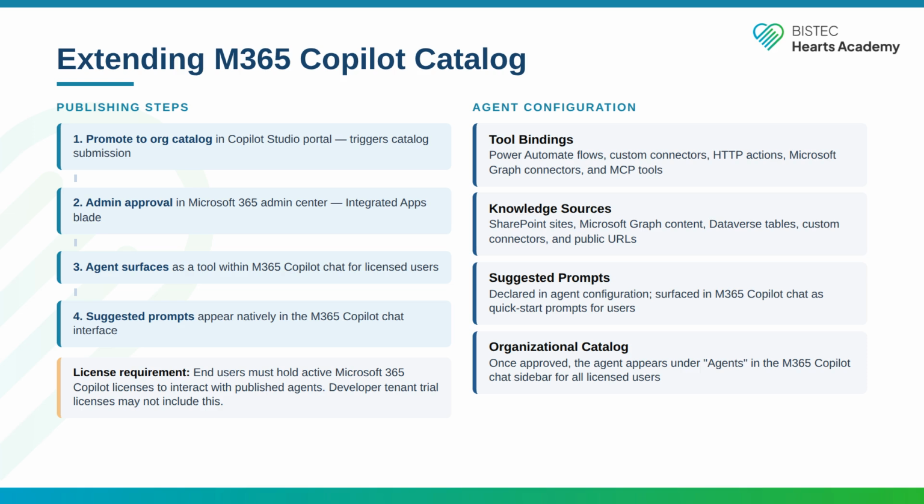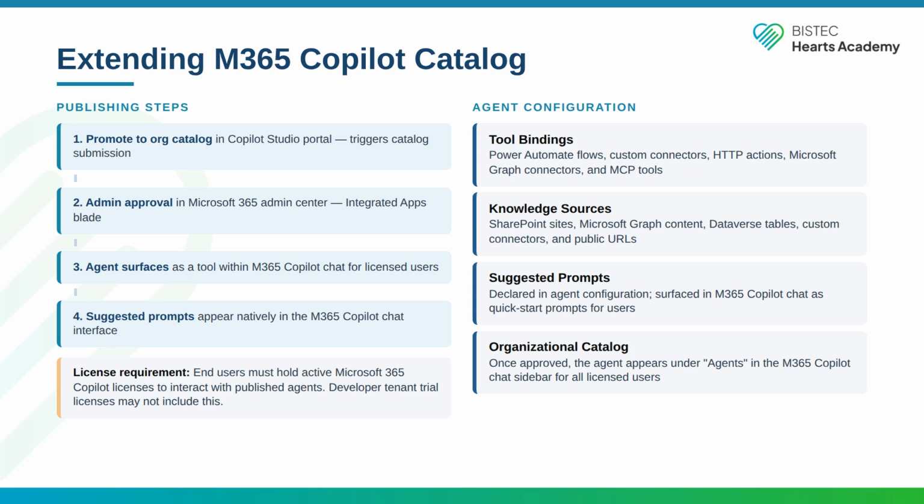Tool bindings connect the agent to Power Automate flows, custom connectors, HTTP actions, Microsoft Graph connectors, and MCP tools. Knowledge sources can include SharePoint sites, Microsoft Graph content, Dataverse tables, custom connectors, and public URLs. Suggested prompts guide users toward the agent's intended use cases. And once approved, the agent appears in the organizational catalog for all licensed users in the tenant.